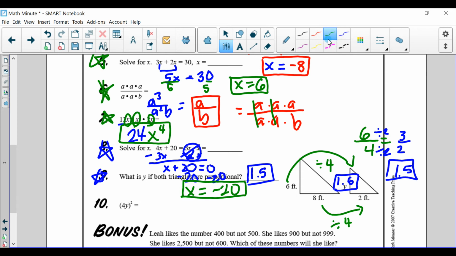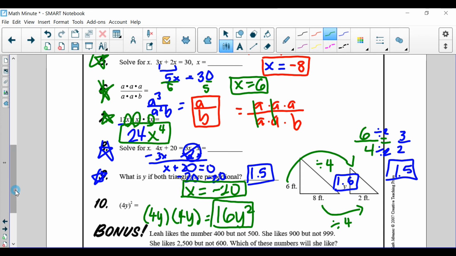Next, let's go over number 10. It says 4y squared. Keep in mind that the squared applies to everything in the parentheses. So we've got 4y times 4y, which is equal to 16y squared.